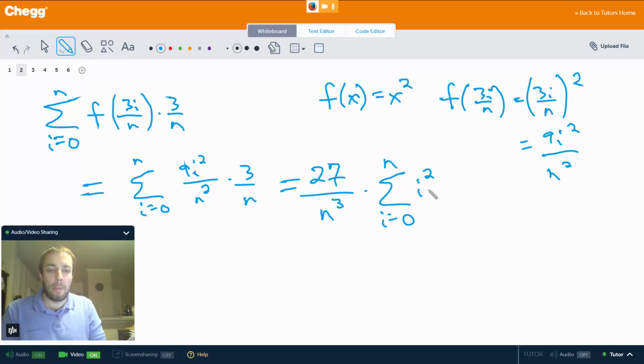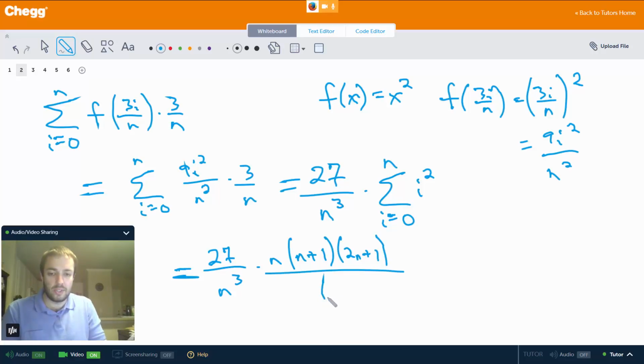Okay, now this is a sum that has a known formula, and that formula is, well, first we have 27 over n cubed still, and then times n times n plus 1 times 2n plus 1, all divided by 6. Now let's go ahead and simplify this a little further. One of these n's cancels with one of them down here, so this 3 now becomes a 2. 6 and 27 have a common factor of 3. Let's pull it out. That gives us 2 down here, and up here that gives us 9.